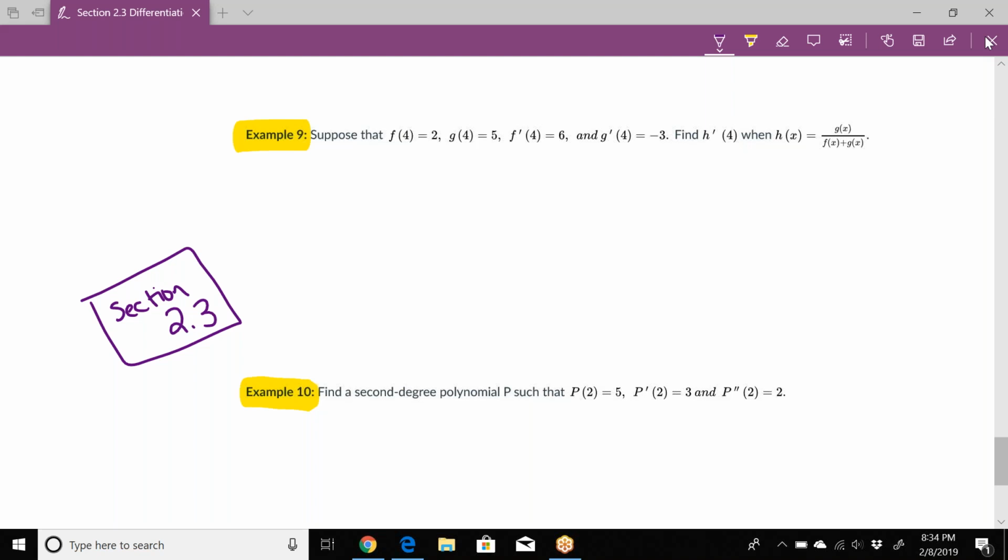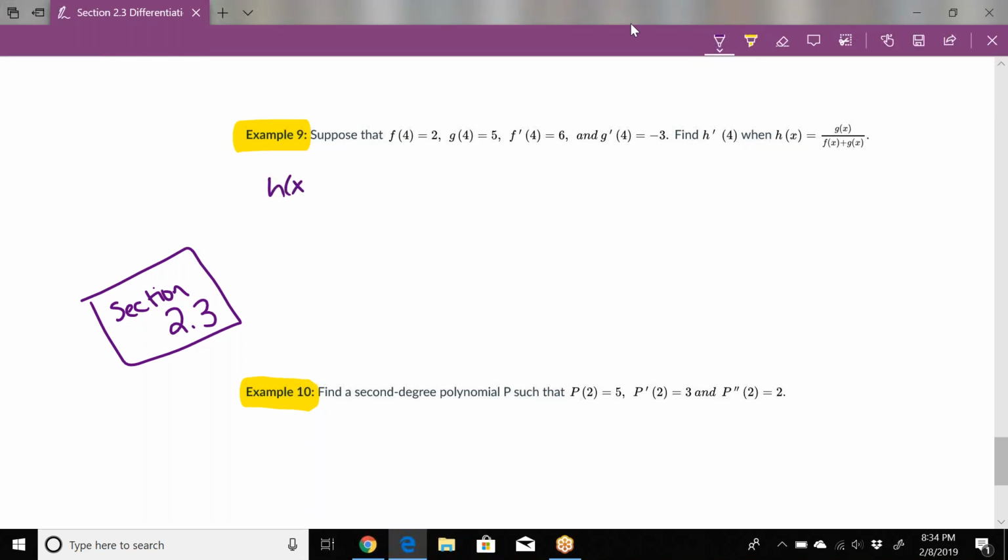So these are all just different, remember, ordered pairs that would be either in the functions or in the derivative functions. It says find h prime of 4 when h of x is g of x over f of x plus g of x. So the first thing we should probably do is find the derivative of h of x, because that is what we're going to be plugging 4 into in just a second.